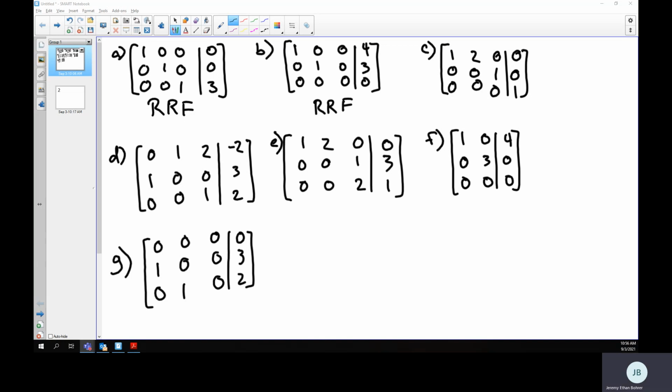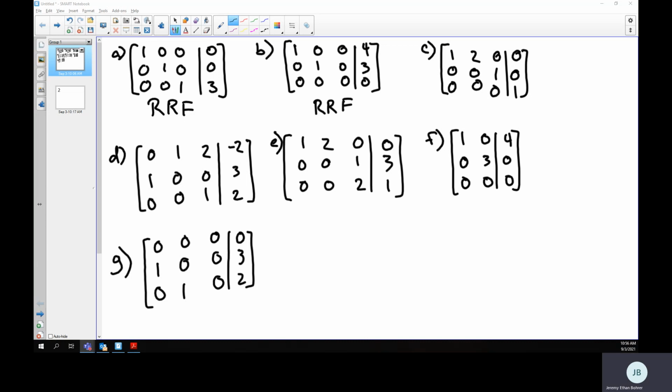We should have each row consisting entirely of zeros needs to be below all the others. So this last row is the only one that is all zeros, and it's below all of the others. The first non-zero entry in each non-zero row is a 1. In any two successive non-zero rows, the leading one in the lower row lies to the right of the leading one in the upper row. And if a column in the coefficient matrix contains a leading one, then the other entries in that column are zeros.